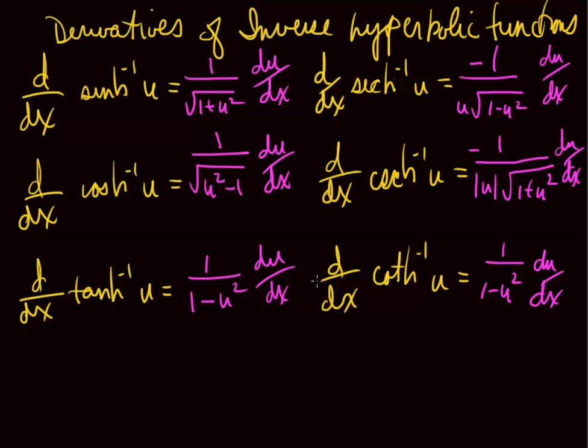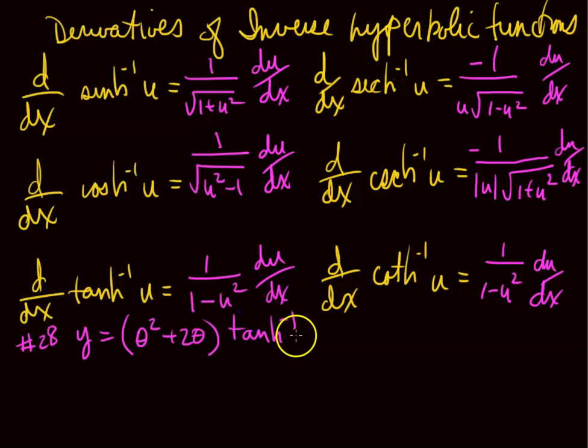Okay. Let me go, even though, let's see, can I fit it on here? Should I try to fit it on here? This is number 28. We want to find, given y equals the quantity theta squared plus 2 theta times the tanh inverse of theta plus 1. Find the derivative.